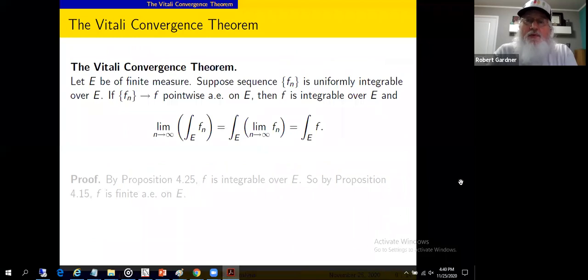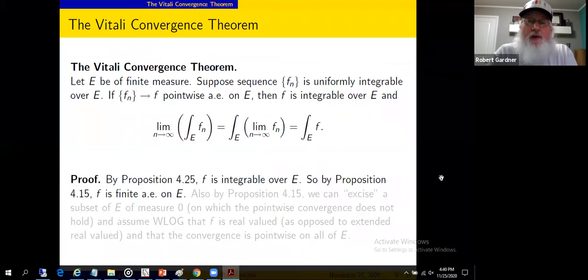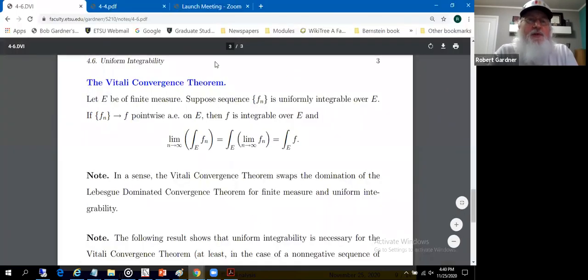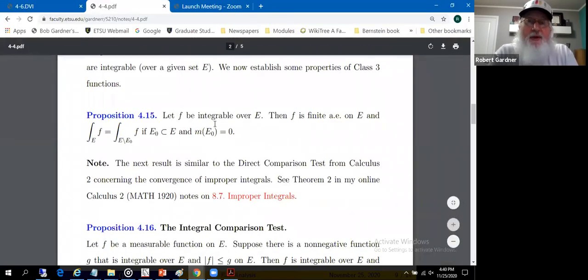Okay. Vitali Convergence Theorem. Let's go through the proof. It's not terribly lengthy. We had the integrability already, right? The previous thing we showed established the integrability of that, proposition 4.25 for the record. So we have an integrable function. Proposition 4.15, you know what, let's look at proposition 4.15. So we're about to use it a couple of times over. I just happen to have it here.